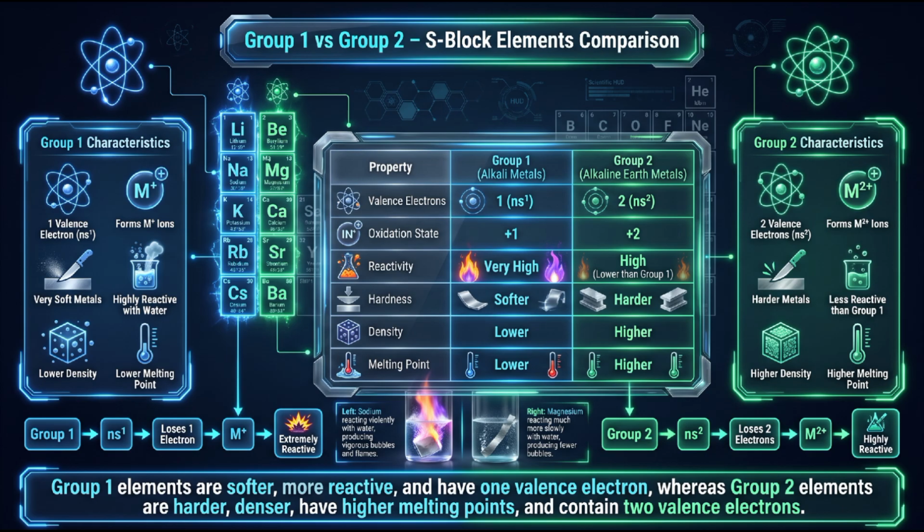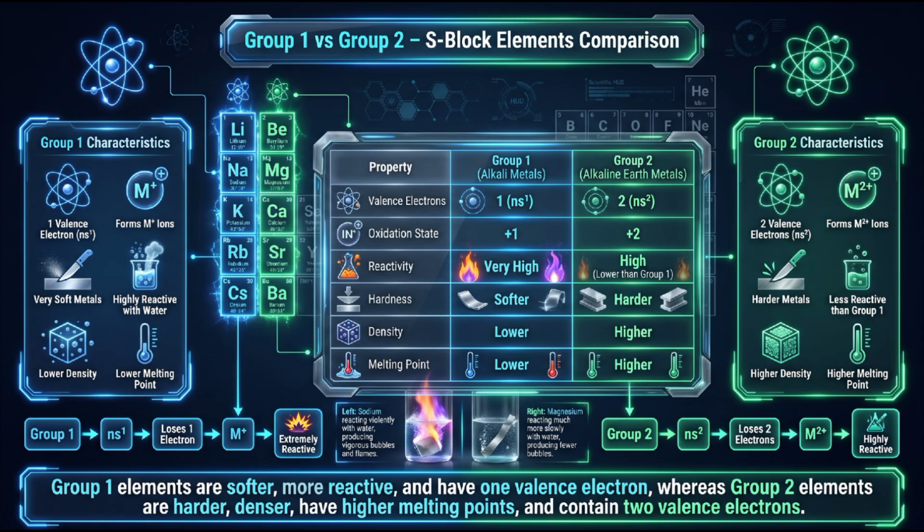Group 1 elements exhibit a fixed oxidation state of +1, whereas Group 2 elements always exhibit an oxidation state of +2. These oxidation states remain constant in almost all of their compounds because both groups lose all of their valence electrons to achieve stability. One of the most noticeable differences between the two groups is their chemical reactivity.